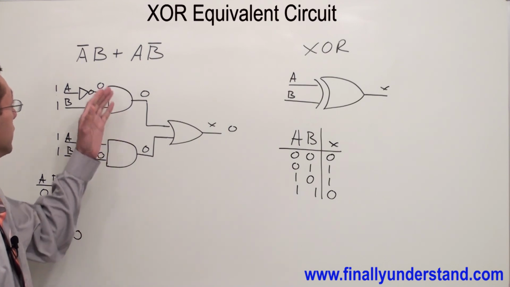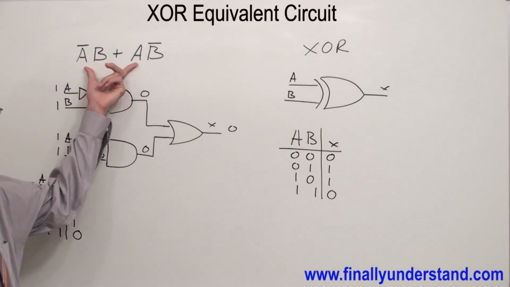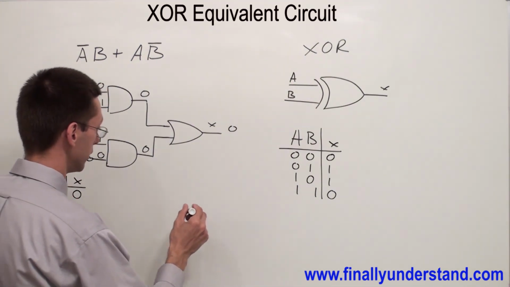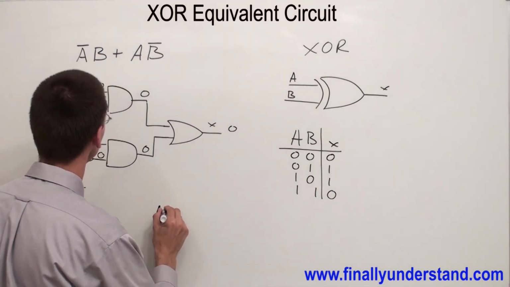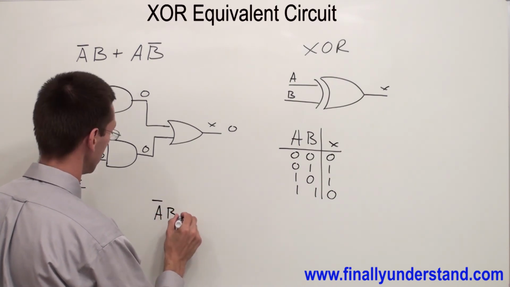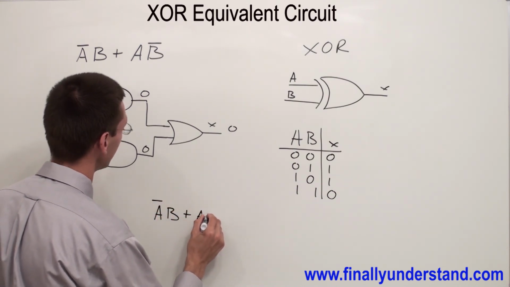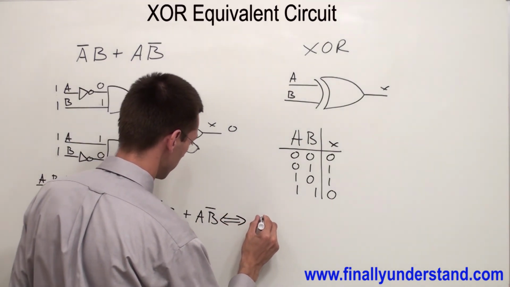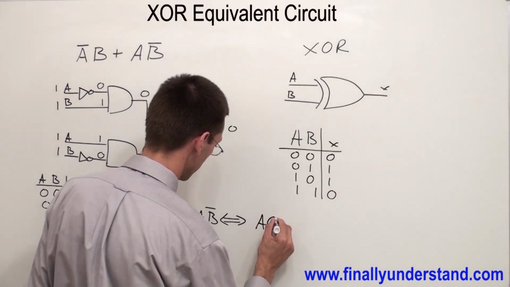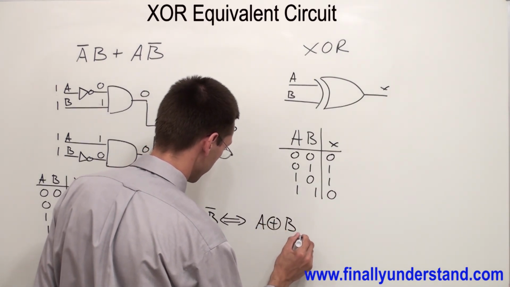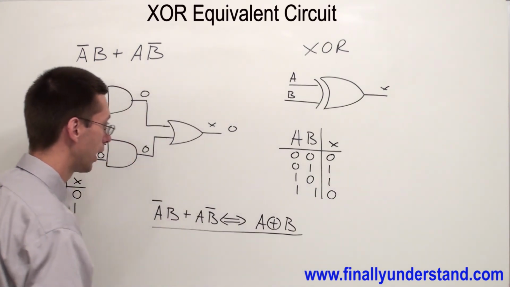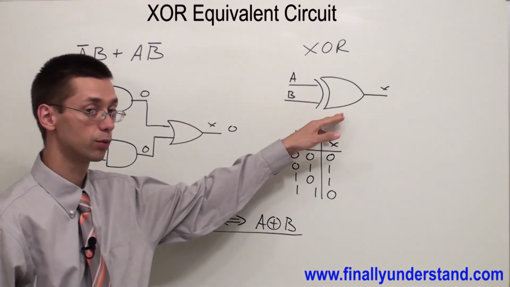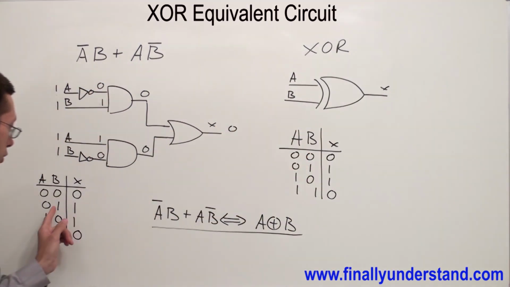So this is why I say that this expression is nothing else, just exclusive OR. I'm supposed to say that A not B or A B not is equivalent to A exclusive OR B. Why? Because this circuit and this one have exactly the same truth tables.